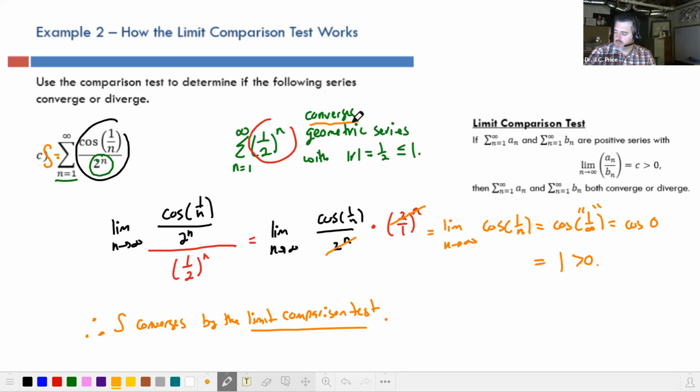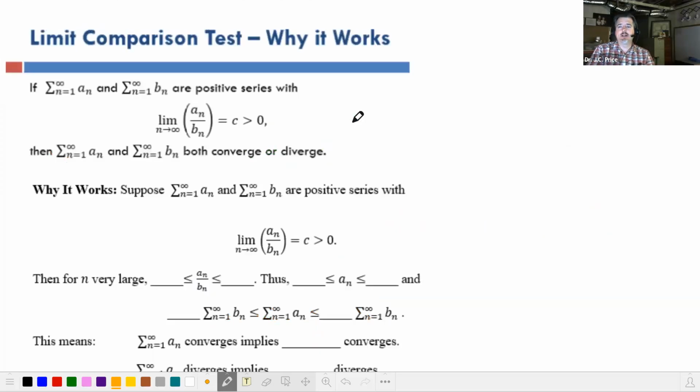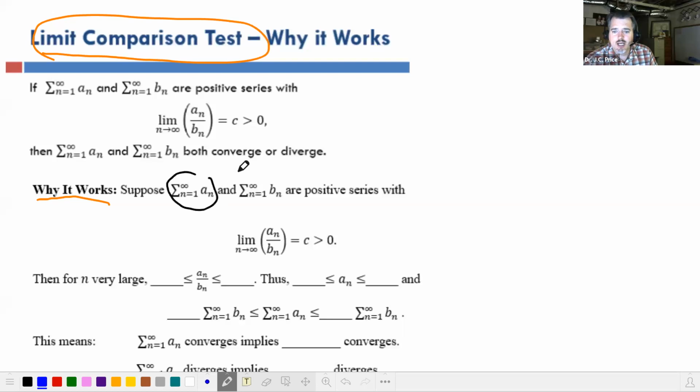Okay, so what's next? The last thing I want to talk about here, guys, is why it actually works. So let's just kind of fill in the blanks here, because the explanation is almost obvious once you kind of see it. So why does the limit comparison test work the way that it does? So what we're going to do is suppose we have these two series here, the sum of these a sub n's and then the sum of these b sub n's here. And we'll assume that when you take the limit as n goes to infinity, you get out this number c, which is actually bigger than 0.